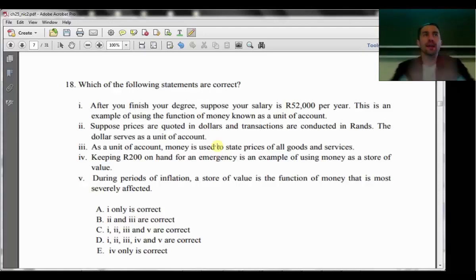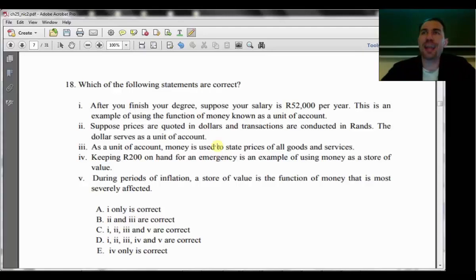When I stand in the aisle and I look at the 2 liters of milk and I want to know, if I buy this, how much will it cost? And it tells me it will cost 25 Rand. Am I using money as a medium of exchange whilst looking at the price of that milk? It is the unit of account, absolutely.